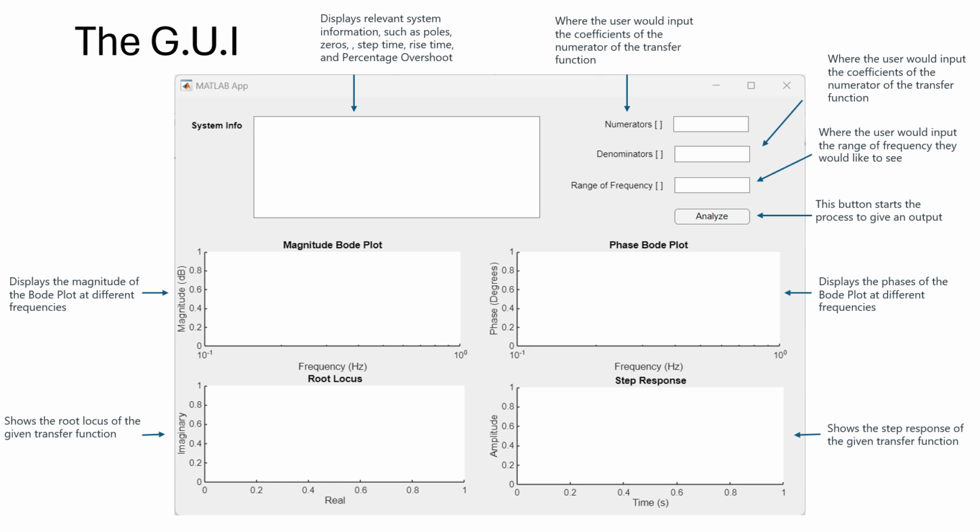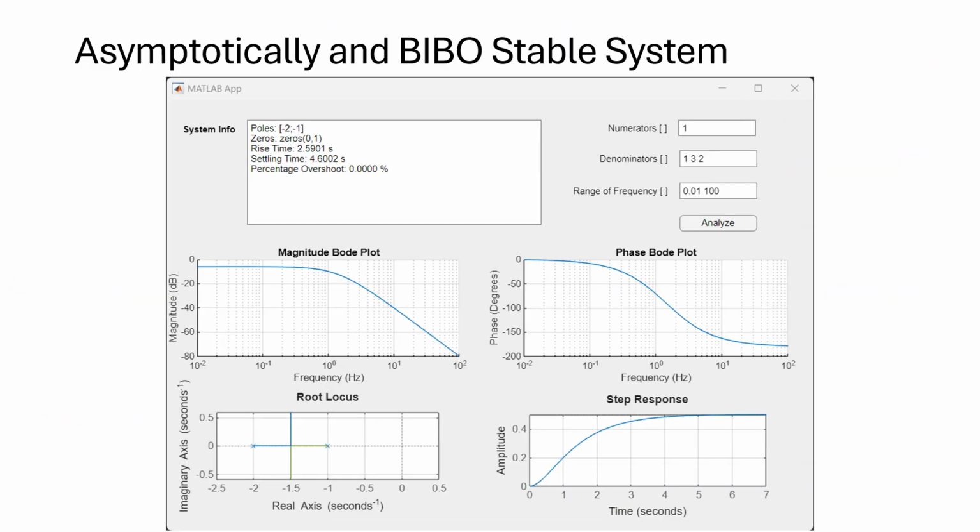The top two are the magnitude and phases of the bode plot that I calculated using the transfer function that will be created once you've inputted your coefficients and range of frequency. And below those two plots, I have the root locus and the step response for the same transfer function. So for this slide and the next two slides, I will be giving examples of my GUI working and producing the correct values and outputs.